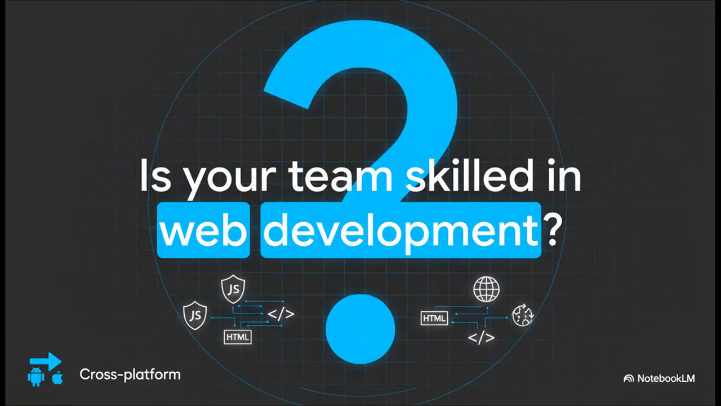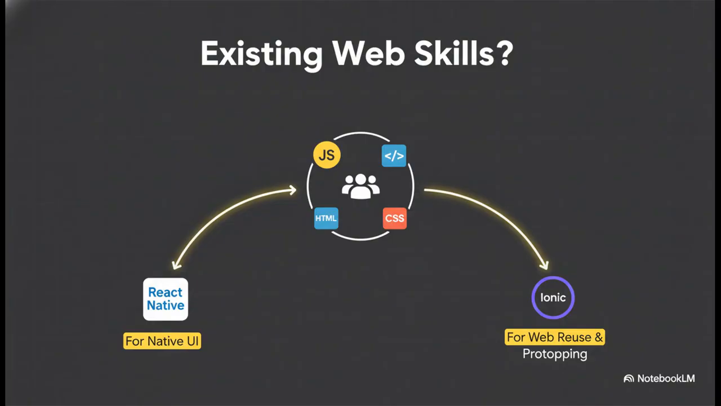Okay, next scenario. What if your team is already a bunch of rock stars with JavaScript and web tech? Are you going to make them learn a whole new language from scratch? No way. That's where something like React Native shines. It lets your team use the skills they already have. Or, if it's a simpler app, Ionic is fantastic because it's built on the web technologies they already live and breathe every day.